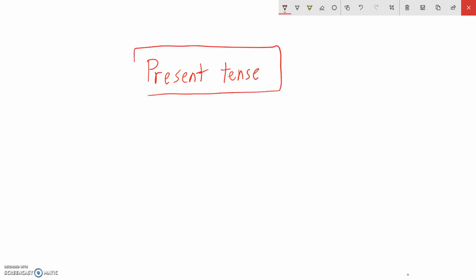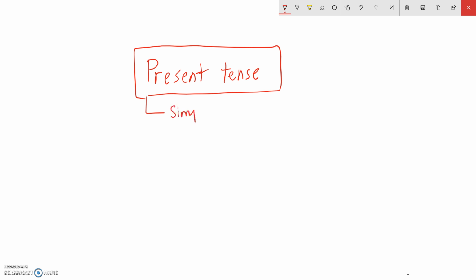Today we are going to see present tense. What is present tense? What are the types of present tenses? And what are their uses? Present tense can be divided into four.